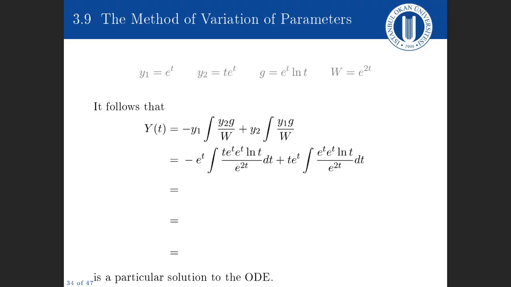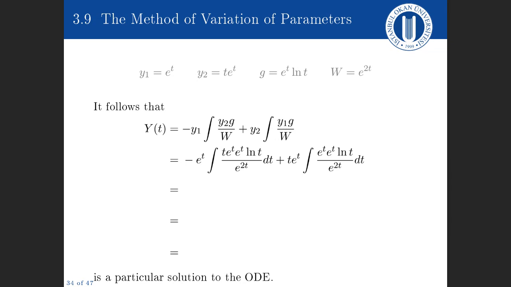So here we go. Minus e to the t, integral of t e to the power t, e to the power t ln t, over e to the power 2t dt, plus t e to the power t, integral of e to the power t, e to the power t ln t over e to the power 2t dt.